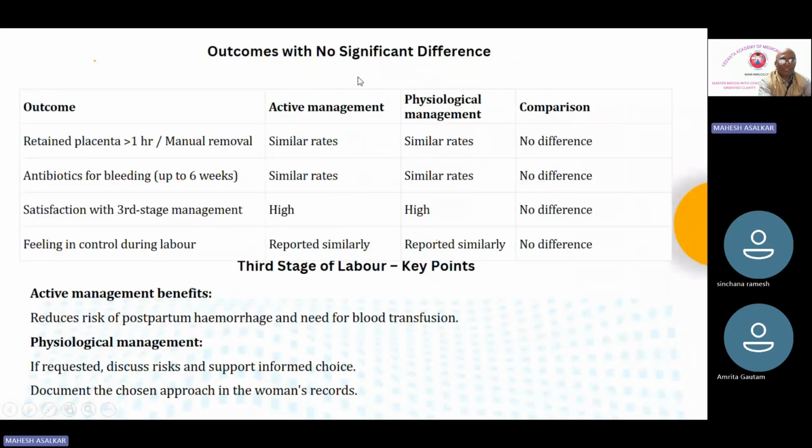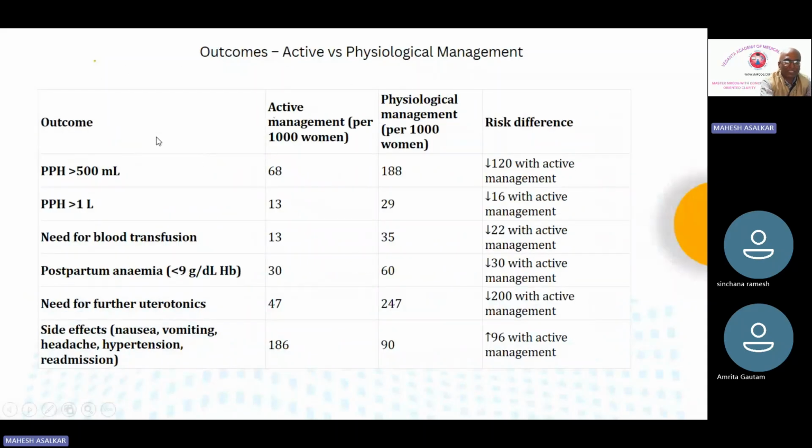Then outcomes with no significant difference. Retained placenta after 1 hour, similar rates, both active management or the physiological management. Antibiotics for bleeding up to 6 weeks, both cases require similar. Satisfaction with third stage management, in both cases it is high. Feeling in control during labor, reported similarly. So these factors do not have a significant difference. However, these clinical factors are very important from the active management point of view.